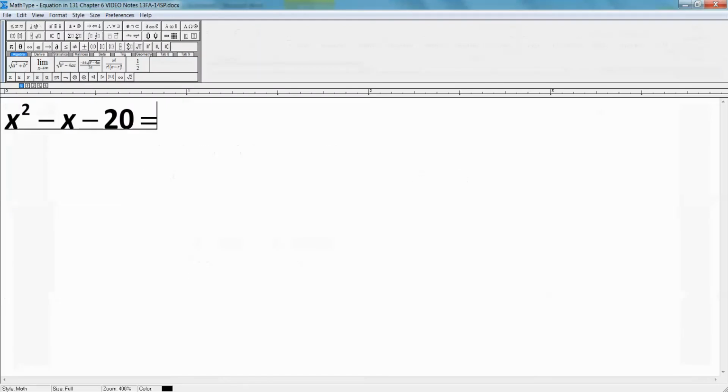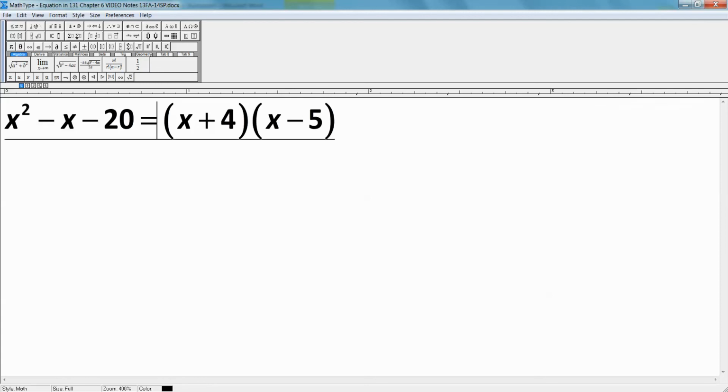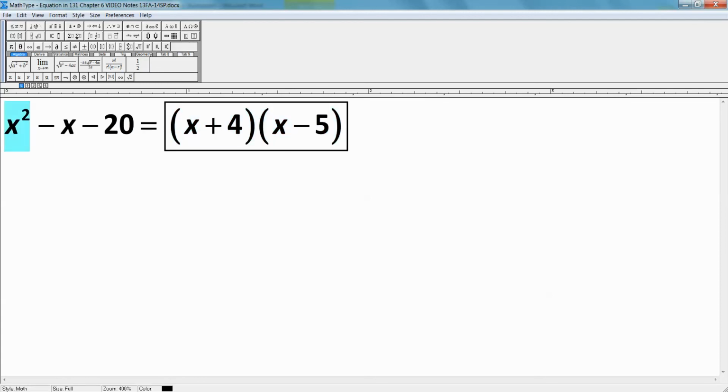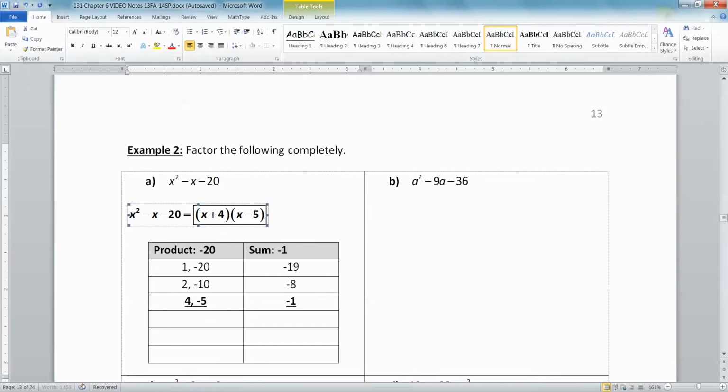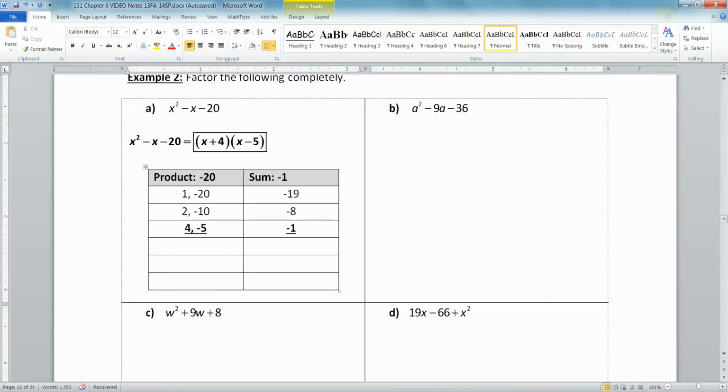Okay, so this has got to be x plus 4 times x minus 5. The ones where the leading coefficient is 1, that's why it's just plain x squared, when it happens that way, then you just put in the numbers you found and you're done. It's that simple. It's lovely. It's nice when things work out that nicely.